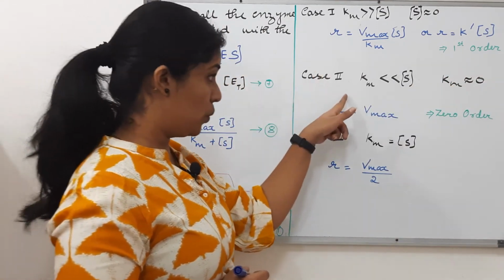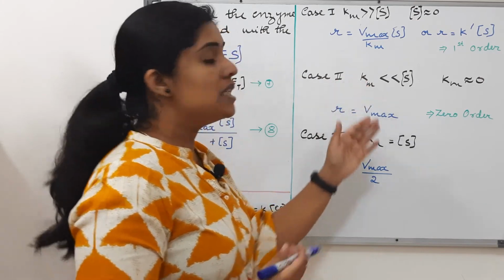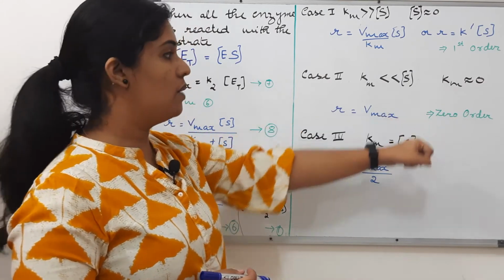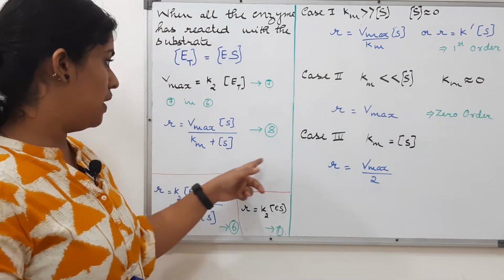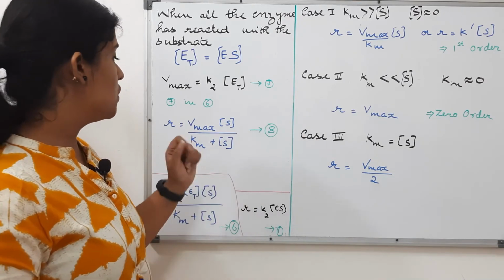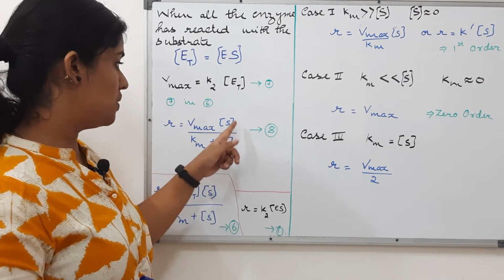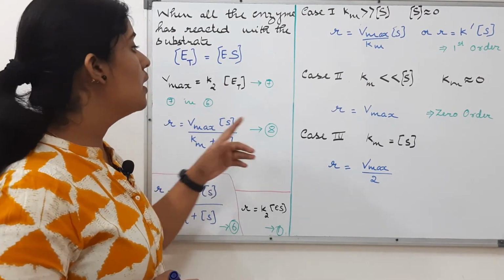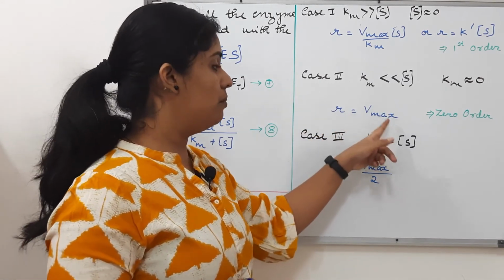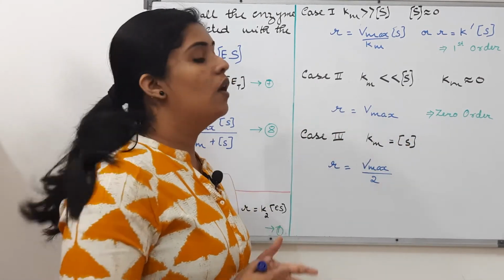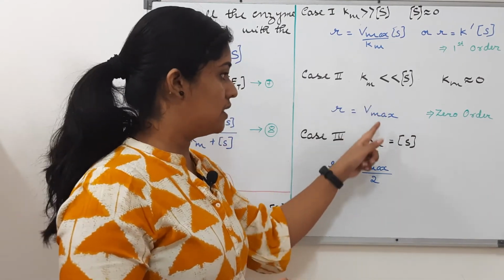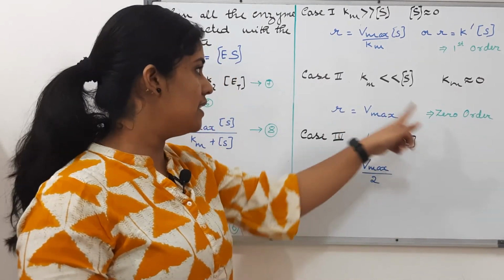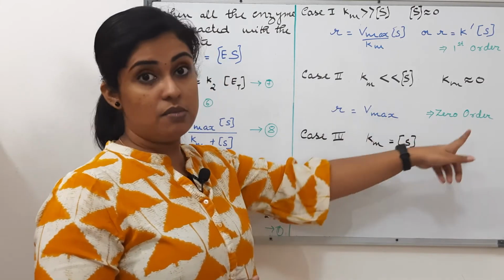Now we have case 2 where my Km is much lower than the substrate concentration. So in this case, I can ignore the Km factor. Km can be equated to 0. And from equation 8 now, rate becomes equal to, so this Km goes, so it becomes Vmax into substrate concentration by substrate concentration. So the substrate from numerator and denominator cancels out, giving rise to the rate being equal to the maximum rate, that is Vmax. And now the rate being just a constant and independent of any concentration happens for zero order reactions. So I can say that in this case my reaction becomes zero order.